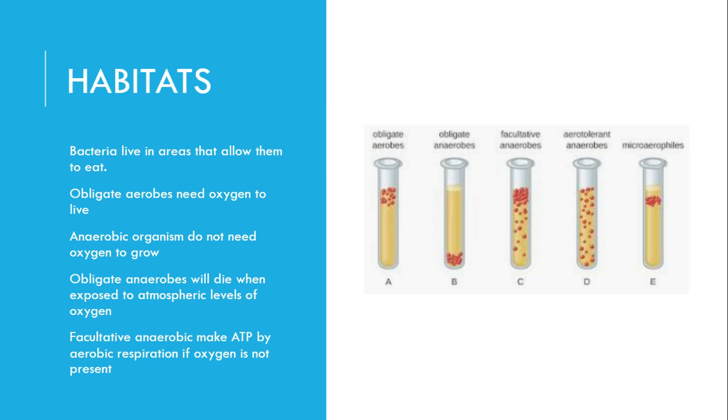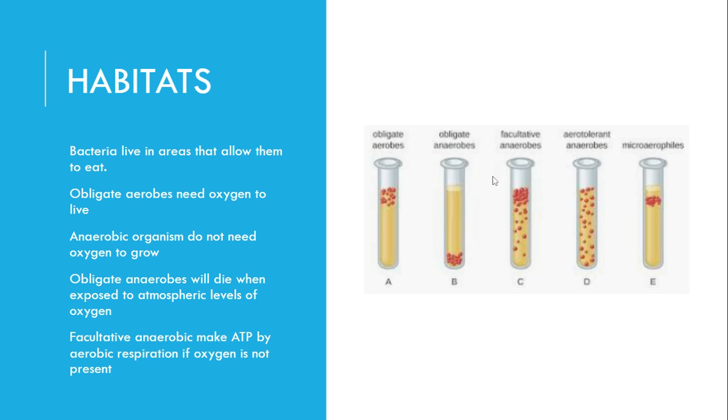We are also obligate aerobes. We have to have oxygen, otherwise we die. The second one is aerotolerant anaerobes. They do not need oxygen to grow, and so we see them in test tube B. They're sitting at the bottom. They go through processes like fermentation. They don't necessarily need oxygen, but they can live if oxygen's present.